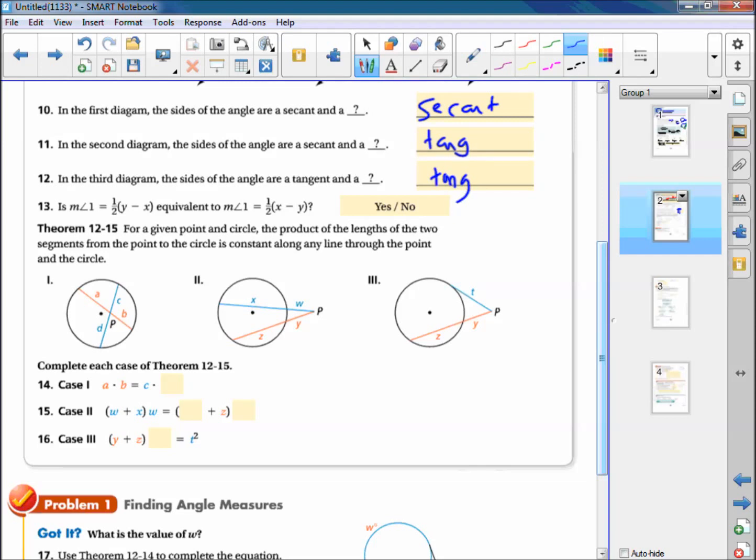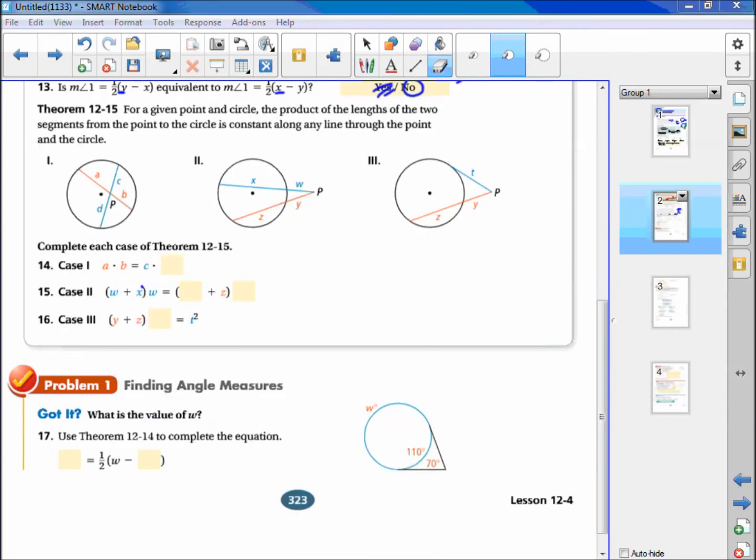So is the measure of angle 1 equal to 1/2 (y minus x) equivalent to the measure of angle 1 equal to 1/2 (x minus y)? And this is no, because we need to make the bigger arc go first, and if we don't, then we're going to get a negative number for the measure of an angle, and that's just not possible.